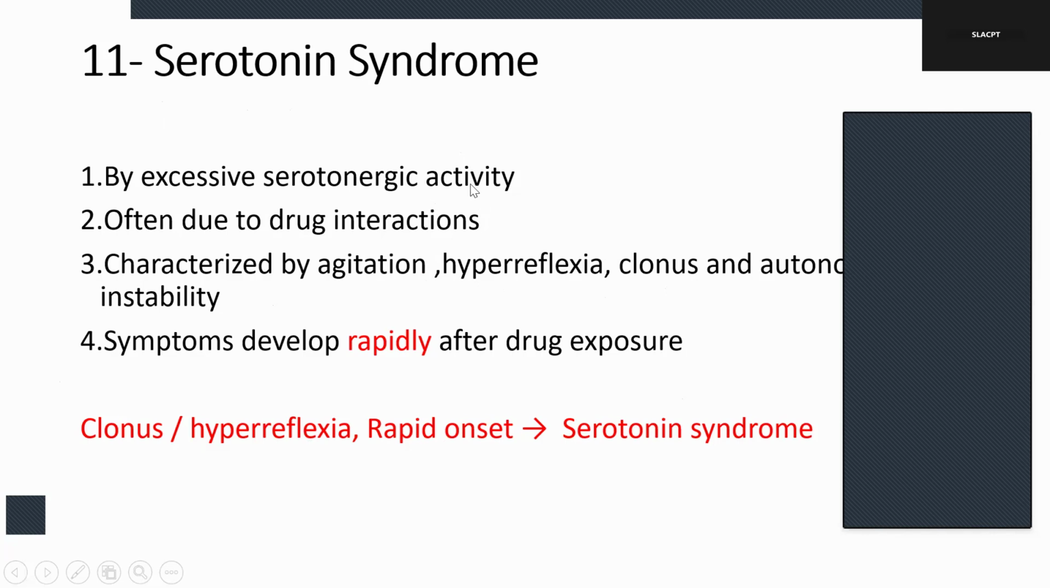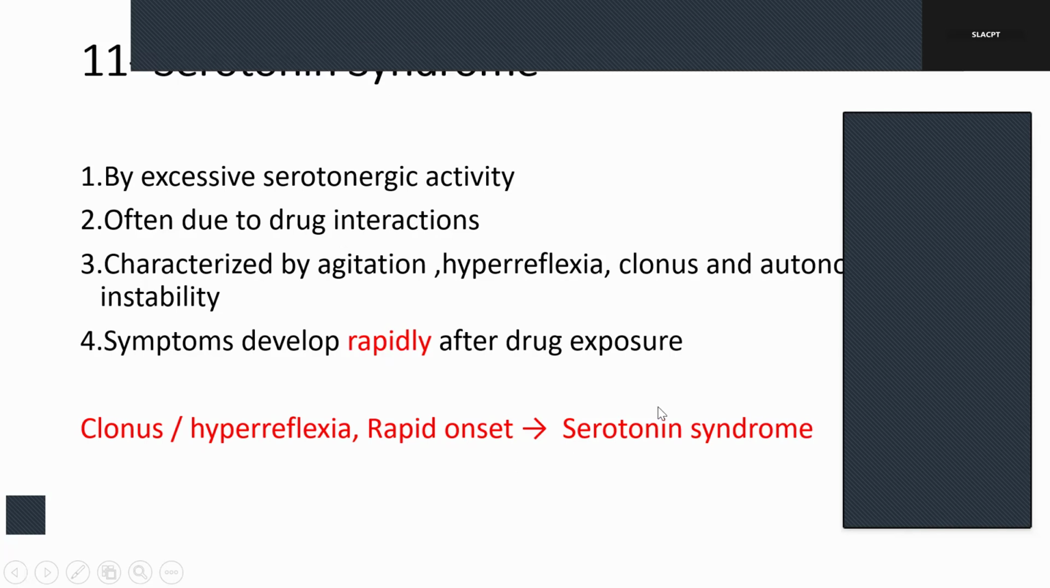Your patient may be taking a combination of drugs which catalyze the serotonin syndrome. With a combination taken in the morning, within a very few hours the patient may develop early symptoms. So this is the key thing in serotonin syndrome: after exposure, the patient very rapidly develops physical signs. So clonus, hyperreflexia and rapidity of onset, if the history is there, it is serotonin syndrome until proven otherwise.